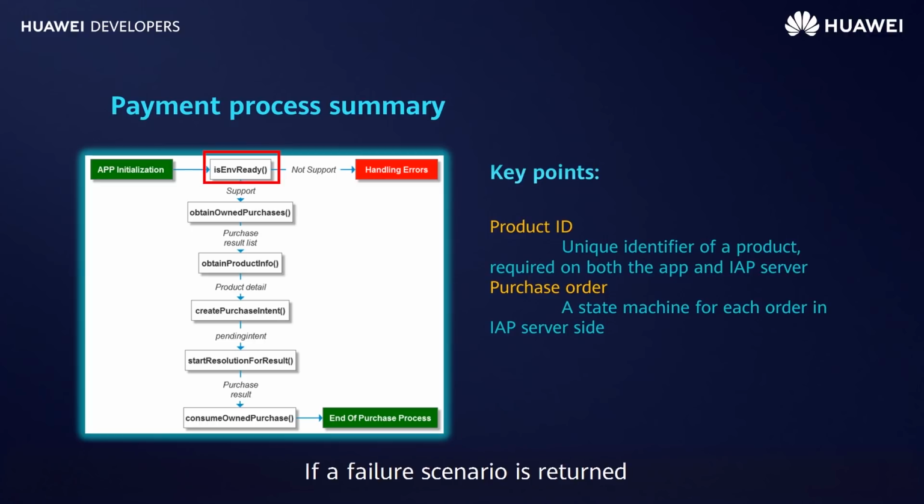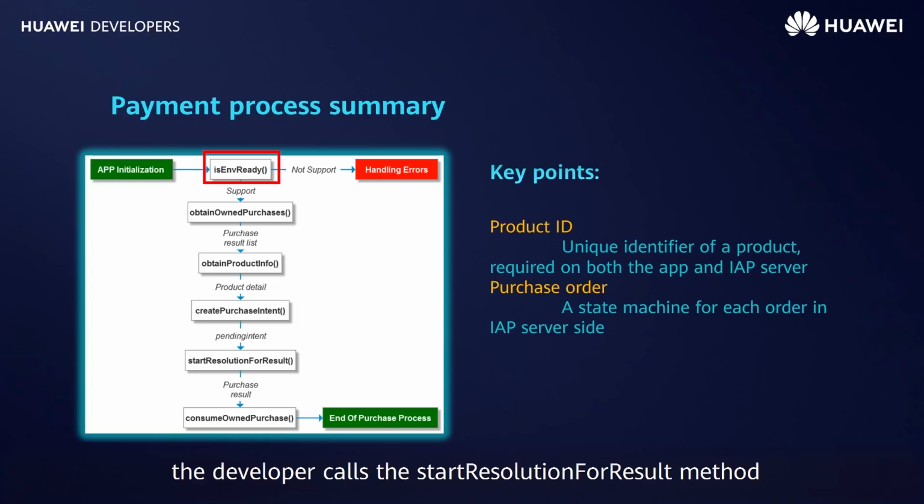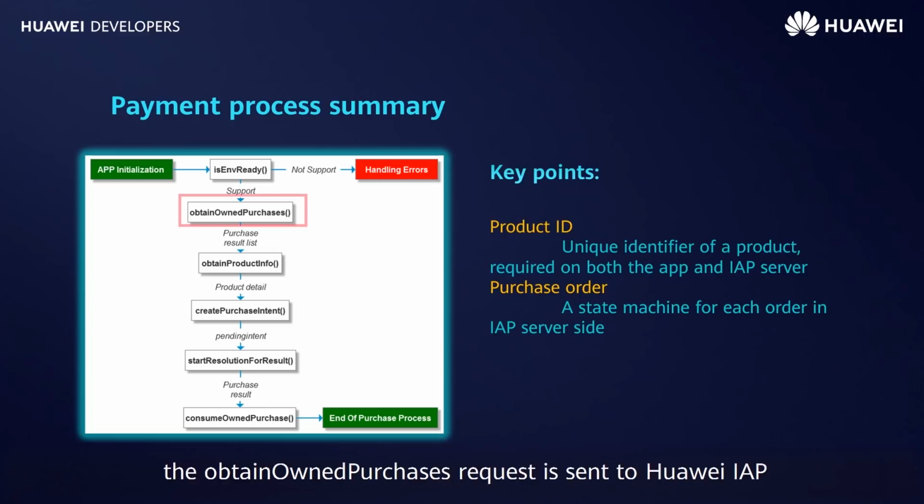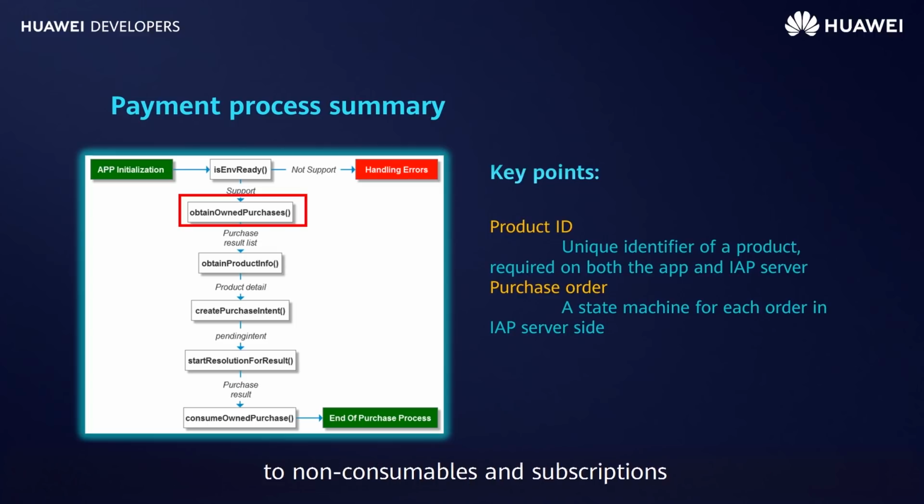If a failure scenario is returned, you need to determine the error type. For an error without logging in, the developer calls the startResolutionForResult method to pull up the login interface. This method is also used in the scenario of pulling up the cashier page. For details, visit the official website and have a try. If isEnvReady returns a success scenario, the obtain owned purchases request is sent to the Huawei IAP server to provide corresponding service to non-consumables and subscriptions, and execute makeup delivery and consumption for consumables.